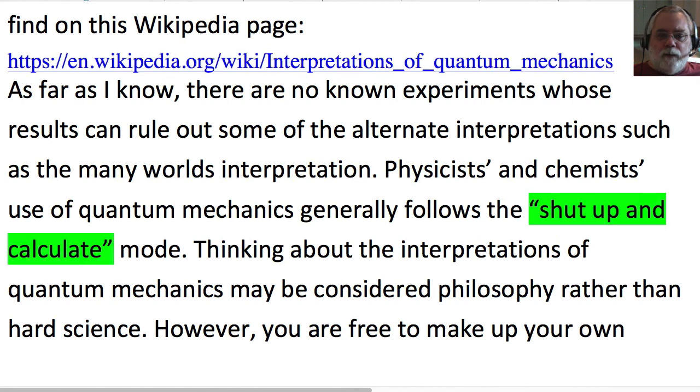Physicists' and chemists' use of quantum mechanics generally follows the "shut up and calculate" mode. So quantum mechanics is used to predict the results of experimental measurements. Experimental measurements are done, and it's seen whether they agree with the quantum mechanical theory of the problem.